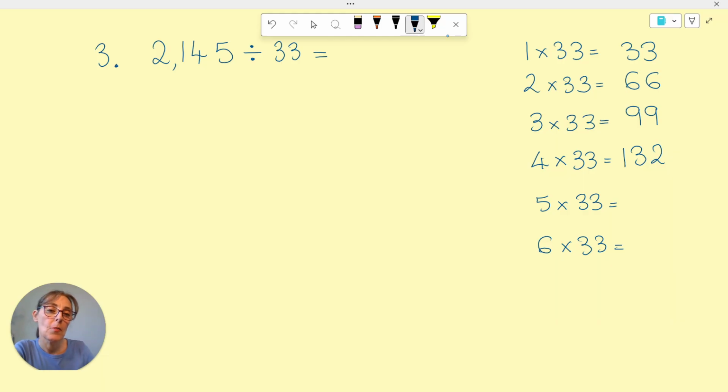Okay, 5 lots is 4 lots and 4 lots and 1 lot. So 132, add 30 is 162, add the 3 is 165. 6 lots is 5 lots, add 1. So 165 add 30, 60, 70, 195 add 3, 96, 97, 98, 198. Let's just leave it at that for now.